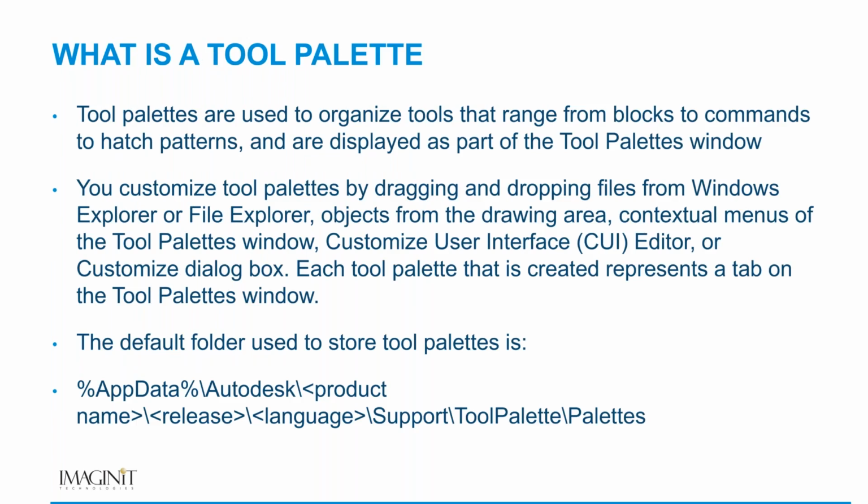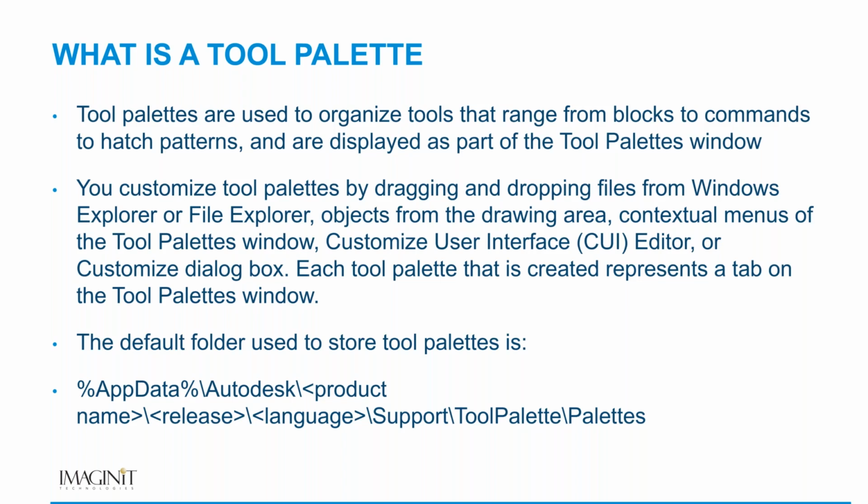A tool palette is used to organize tools that range from blocks to commands, hatch patterns, pretty much anything, and are displayed as part of the tool palettes window. You can customize tool palettes by dragging and dropping files from Windows Explorer, File Explorer, objects from a drawing area, contextual menus of a tool palette window, customize your CUI, your customizable user interface editor, or the customized dialog box. Each tool palette that is created represents a tab on the tool palettes window.